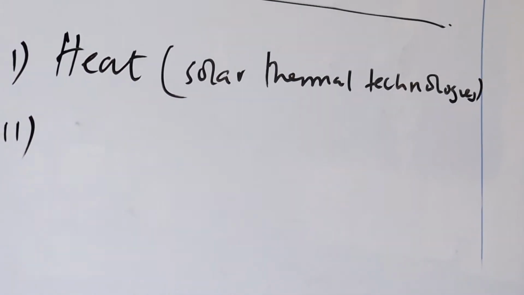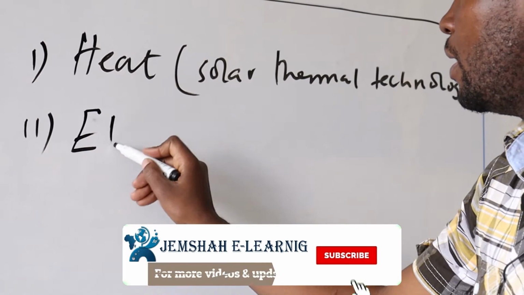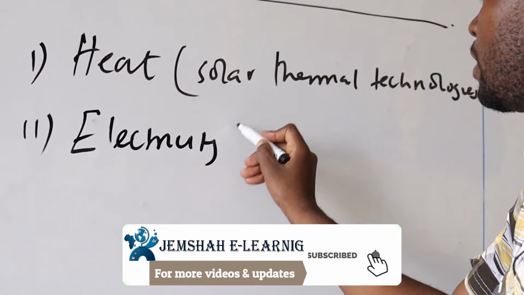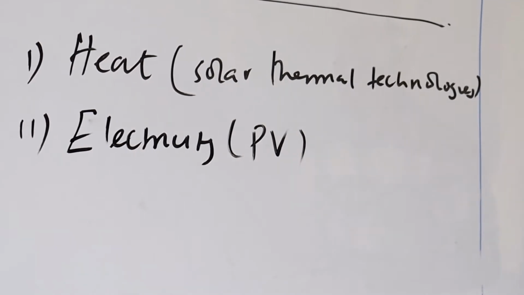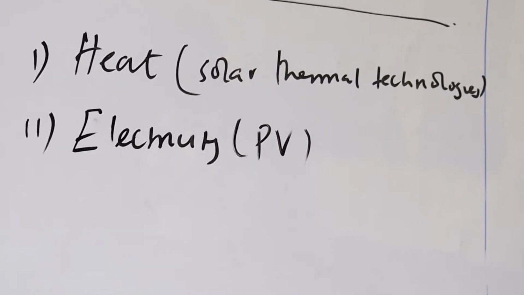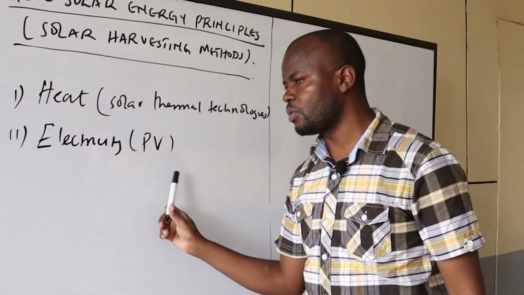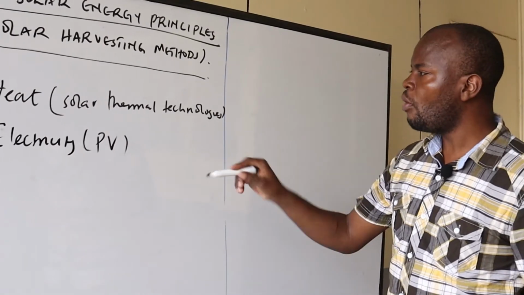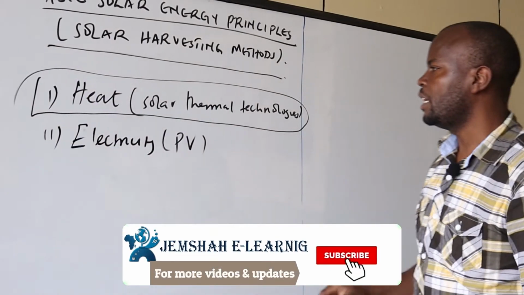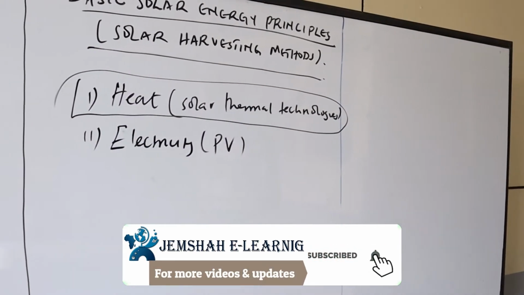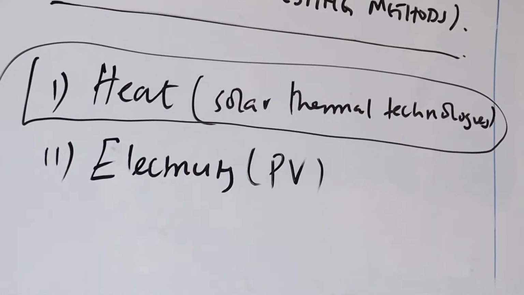Or the other way is what we can talk about as electricity. That is what we call the PV electricity, the solar photovoltaic systems, whereby we convert it to energy. Because our main area of study is going to be the solar PV systems, for now we are simply going to talk about how we can convert the solar radiation that comes in terms of heat.